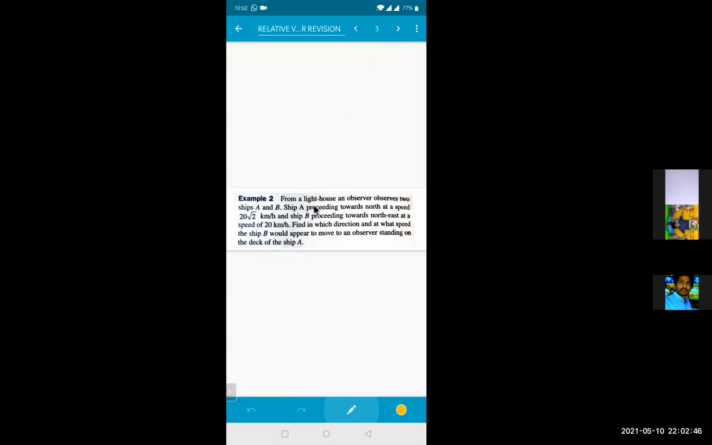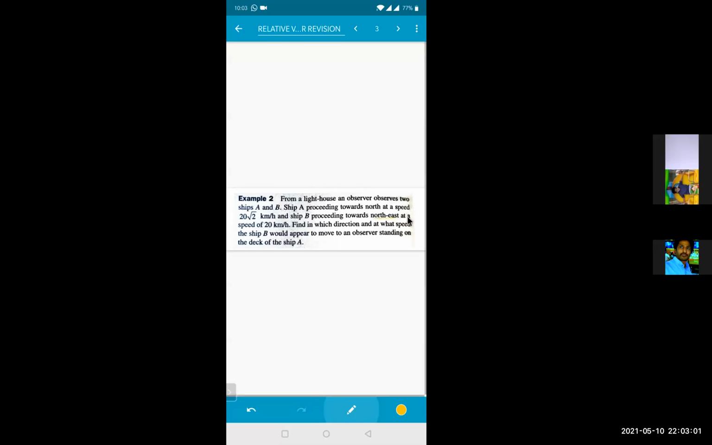Okay, so the question is this. From a lighthouse, an observer observes the two ships A and B. Ship A is proceeding towards the north. Its speed is how much? 20 root 2 km per hour. And ship B is proceeding towards the northeast. Northeast means sit on the east and move towards the north by that much angle, exactly at 45 degrees. Its speed is 20 km per hour. Find in which direction and at what speed the ship B would appear to move to an observer standing on the deck of ship A.